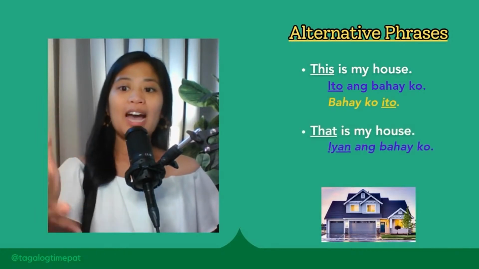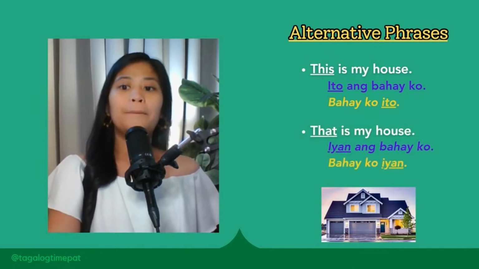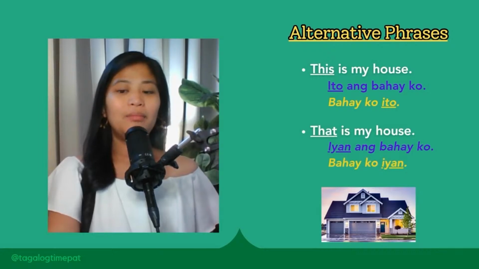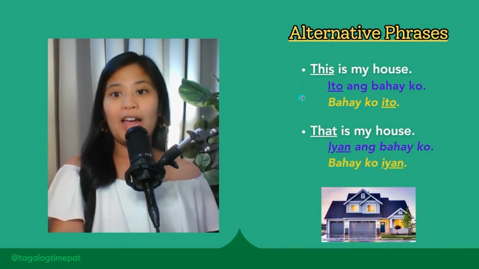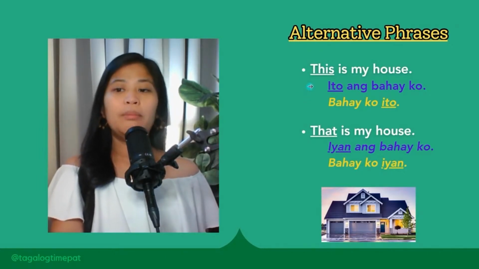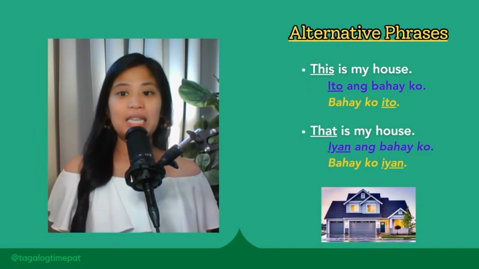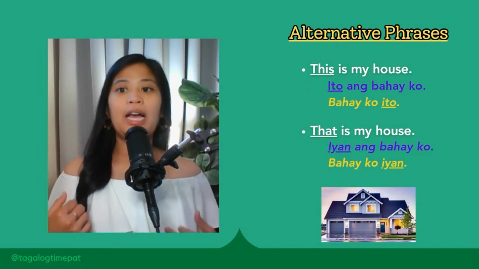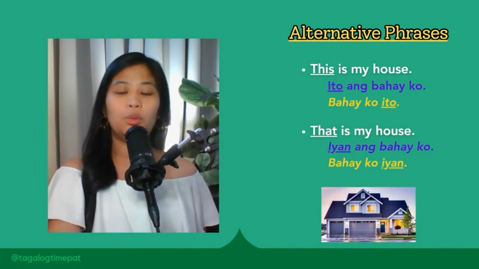Same with that is my house. We learned "iyan ang bahay ko," but you could also hear "bahay ko yan." "Bahay ko iyan." Both forms of these phrases are correct. There's not one wrong way to say it. "Ito ang bahay ko" might be a little bit formal, but it's said just as much as "bahay ko ito." Okay, so these are the two ways you might hear the demonstrative pronoun being used with a noun.